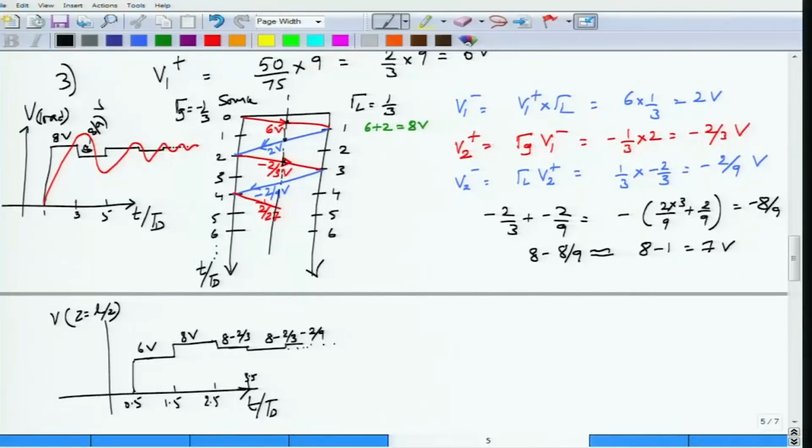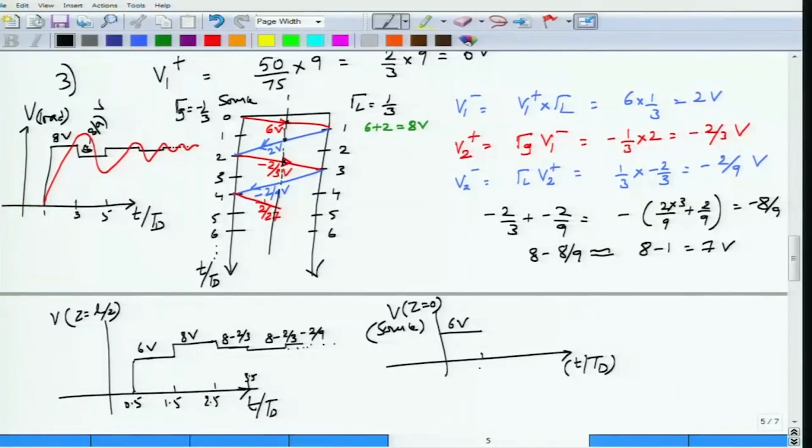Now, at the source side what would happen? Initially there is a 6 volt that is launched. So, at the source side if you were to draw, again normalizing T with respect to Td, this is V at Z equal to 0, which is the source side voltage that we are drawing. So, immediately as the switch is closed, a 6 volts is launched.